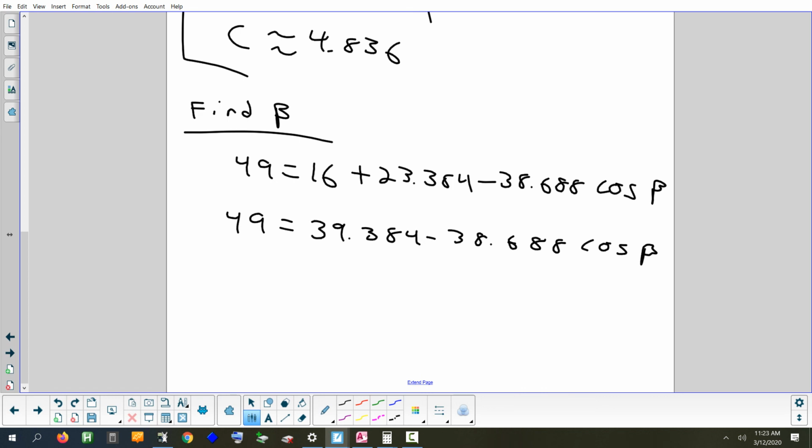Sometimes at this step people say, well, can't you do 39 minus 38? No, you can't, because think of it like this. Pretend it was 49 equals 39 minus 38x. The 38 is multiplied by something you don't know. So 39 and 38 are not like terms. So bring the 39 to the other side.